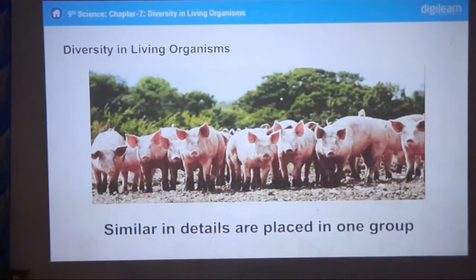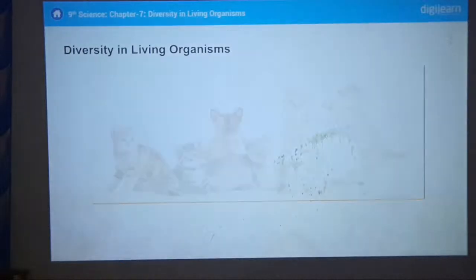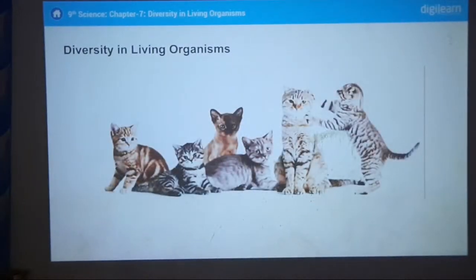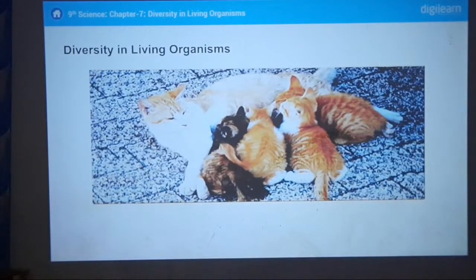Organisms which are similar in all details are placed in one group. Such a group becomes a basic unit in taxonomy, called the species. All members of a species are very similar and can interbreed with one another and produce fertile offspring.